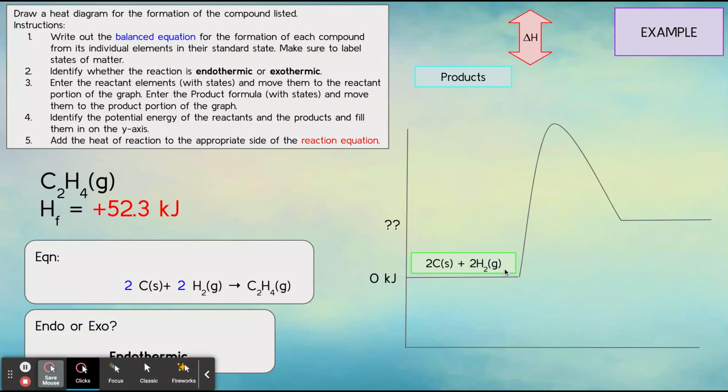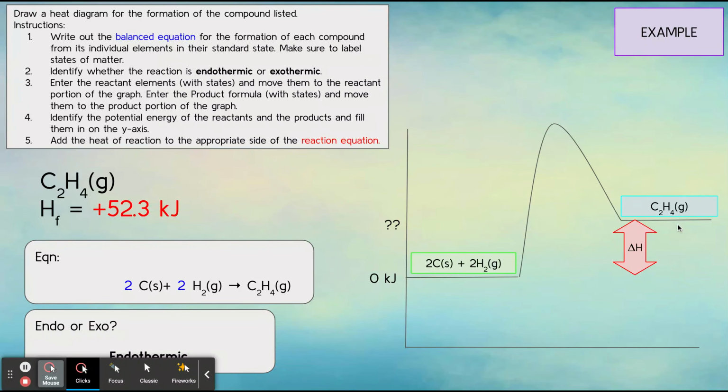And so then I can fill in my product. My product is going to be C2H4 gas. And so where it ends is that heat of formation for C2H4 gas. Okay, and so I can also put in my delta H. So my delta H is the difference between the reactants and the products. And so here is my delta H. Again, we're not looking at the activation energy. We're just looking at the net change between reactants and products.